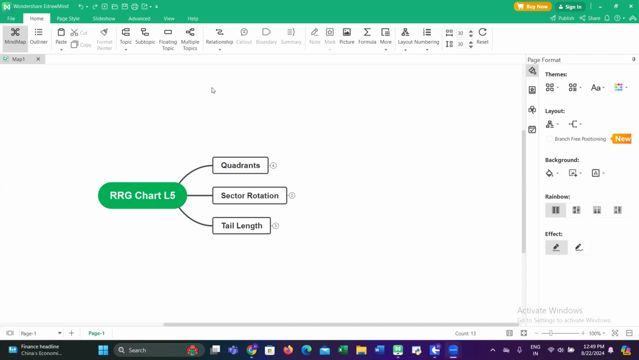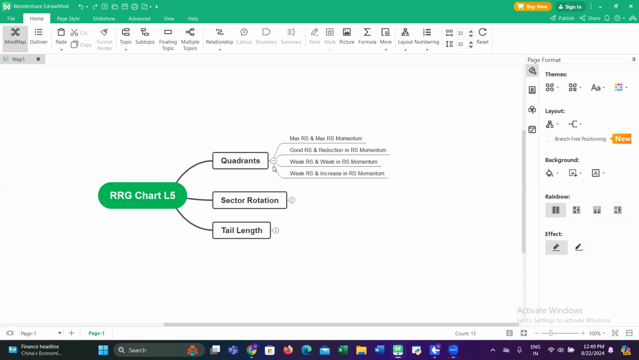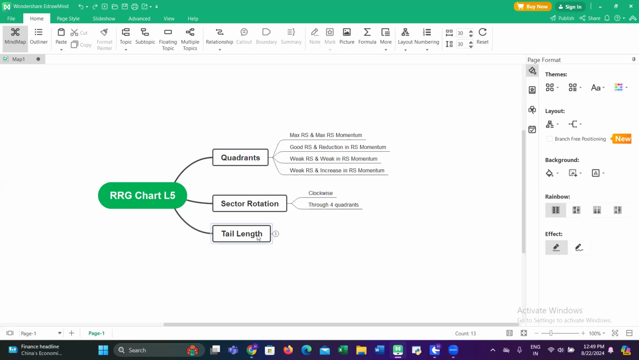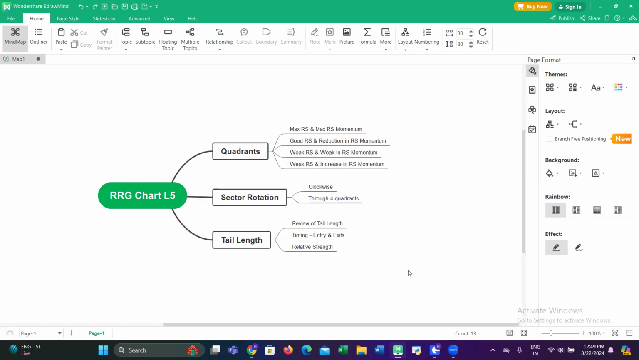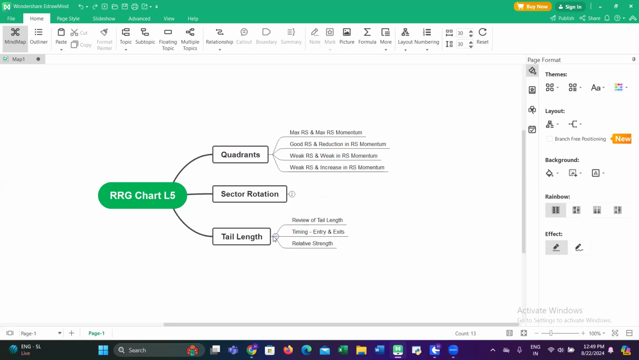So, in today's video, I will cover the quadrants. What is the significance of these four quadrants? We covered this in our first video, but we will go a little deeper into understanding this. And then we'll cover the sector rotation, and then we'll cover the tail length. So let's cover everything one by one. First things first, we will start with the quadrants.